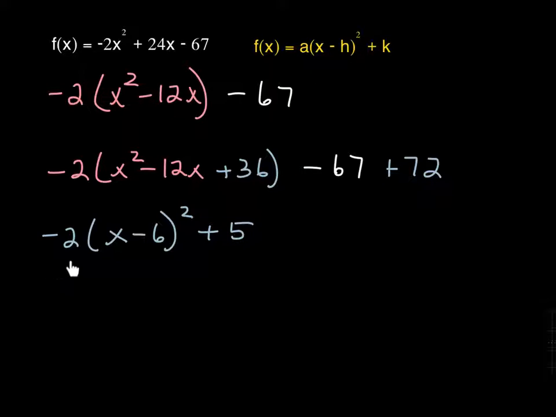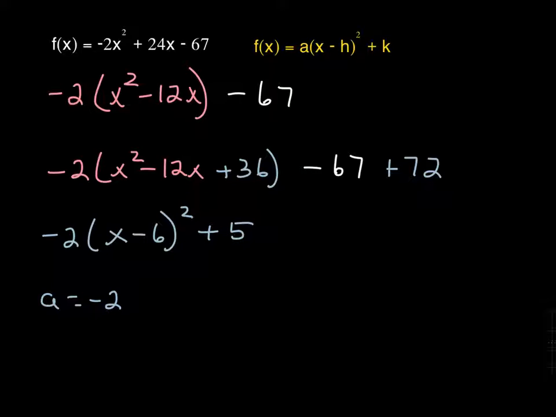We have our a, which is negative 2, and remember the a helps us to determine the stretch or compression as well as its orientation over the x-axis. So since a is negative, it's reflected over the x-axis, so it's going to be upside down. And it's also going to be stretched. It has a vertical stretch of 2, so it's going to stretch along the vertical axis.